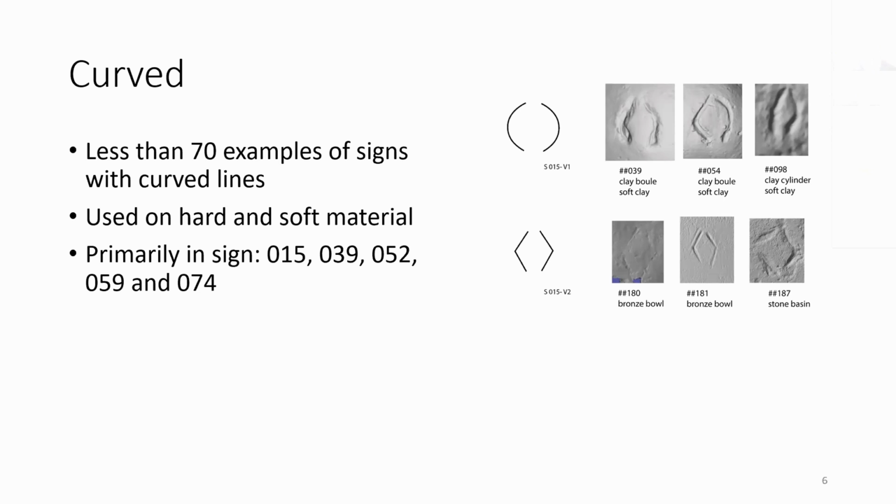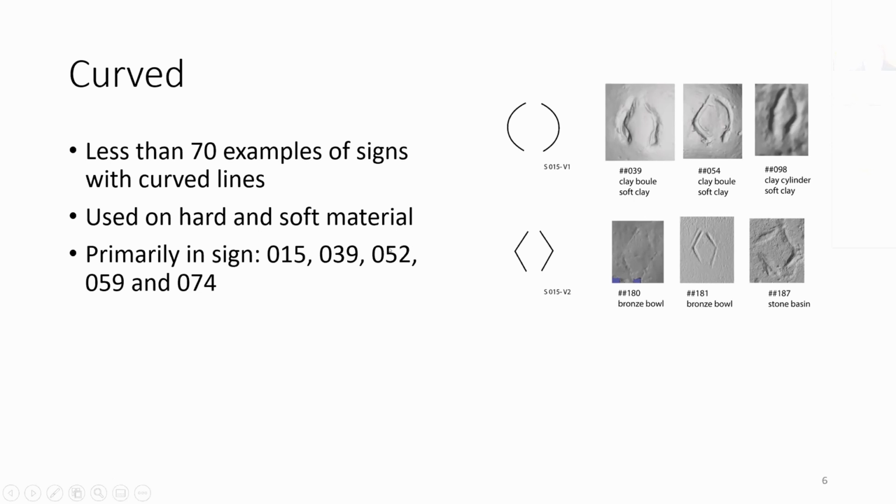And we can see this preference for soft material in sign number 15, where you have one variant, the first variant, where you have clearly curved strokes, which you can mostly see in the clay balls. And then in variant 2, it becomes an angled line, and this is mostly used in bronze or in stone.